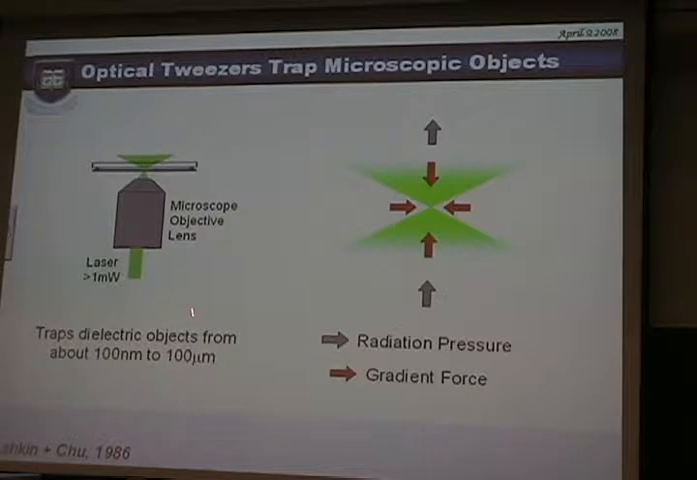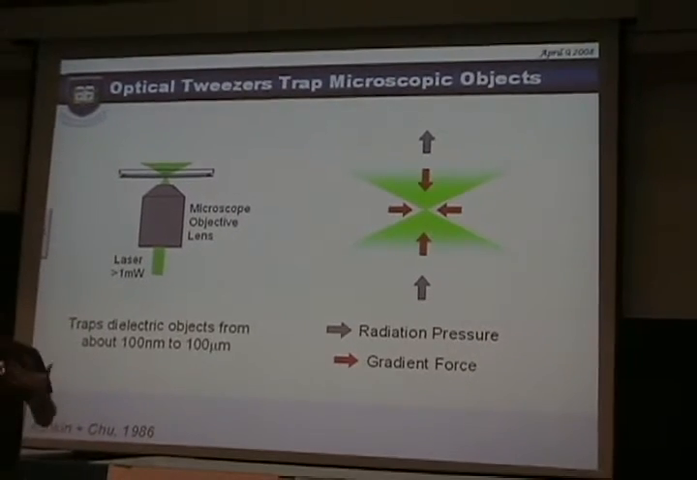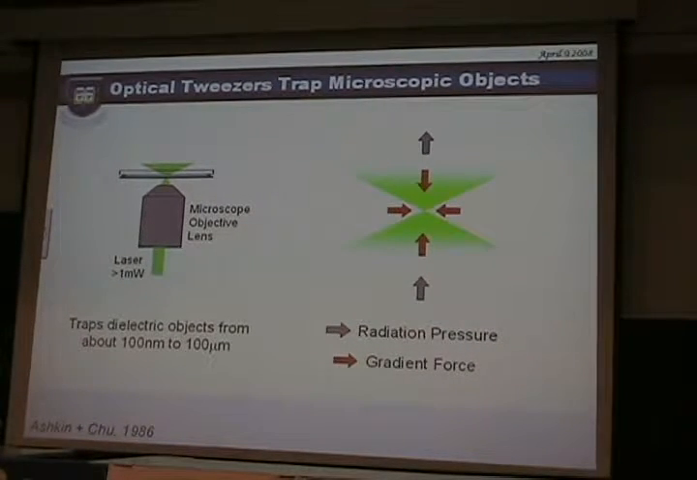Typically with this simple device, you can trap dielectric objects with a size between about 100 nanometers and 100 microns or so, with tricks to extend it on either side. How does this work? How can you possibly apply forces and manipulate things without actually touching them? I will explain how that works now.